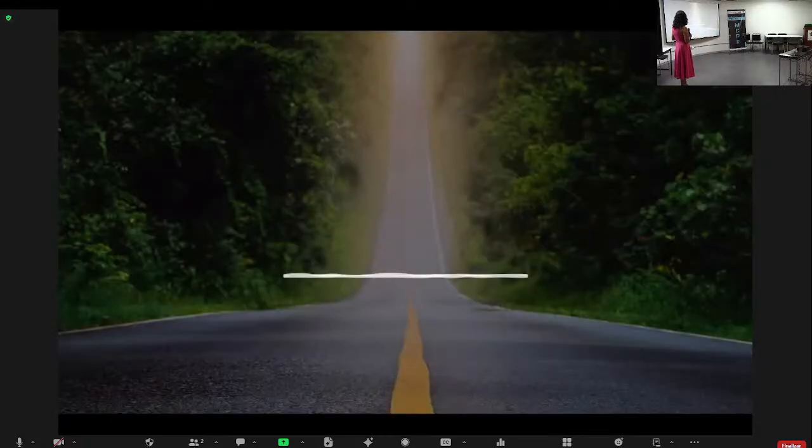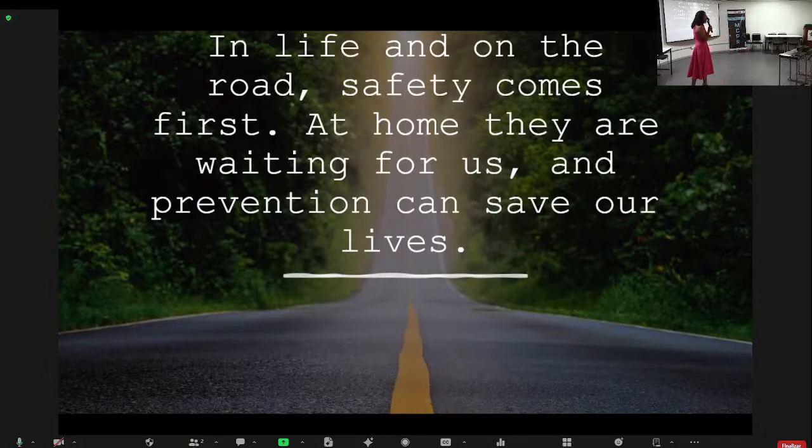Faster or slower, it's only an accident. In life, on the road, safety comes first. At home, they are waiting for us, and prevention can save our lives. Thank you so much.